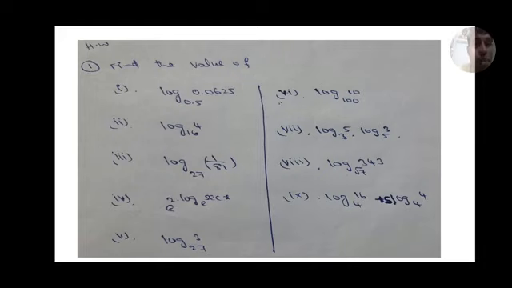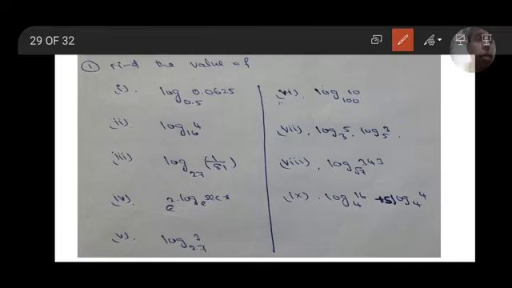Fourth one, e to the power of 2 into log sec x to the base e. Fifth one, log 3 to the base 27. Sixth one, log 10 to the base 100. And seventh one, log 5 to the base 3 into log 3 to the base 5. And eighth one, log 343 to the base 7. And ninth one, log 16 to the base 4 plus 5 into log of log 4 to the base 4. Find out these values. Okay.